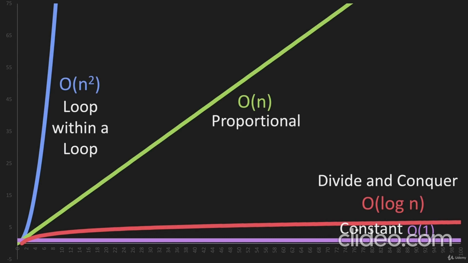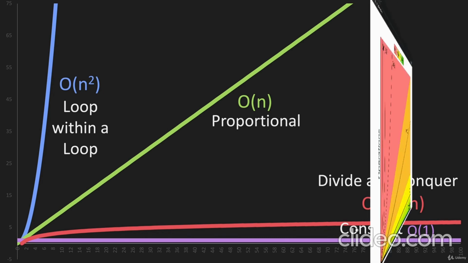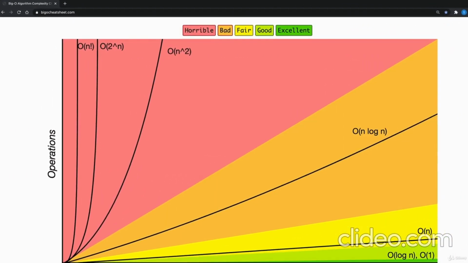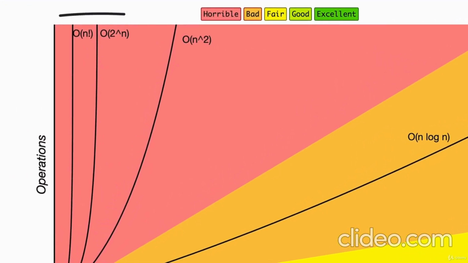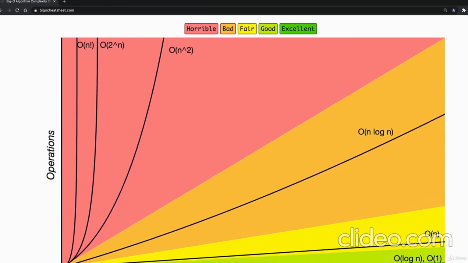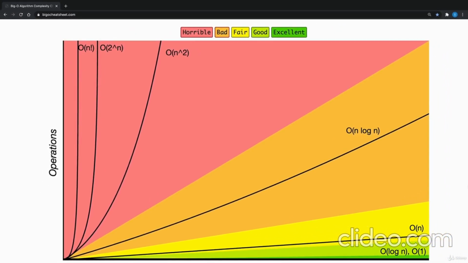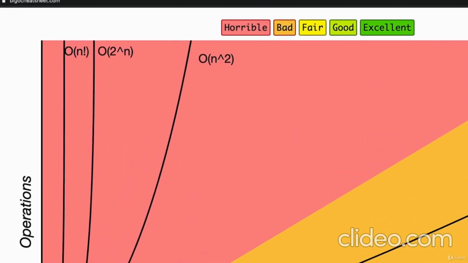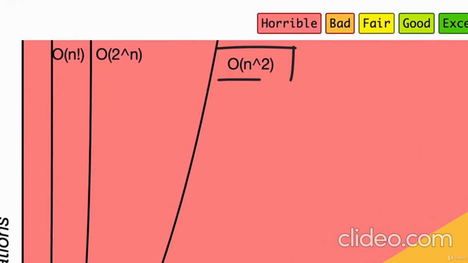So now I'm going to take us over to a website that I think is a great resource for learning Big O. It is bigocheatsheet.com. So at the top of the page, you have this graph. These two we're not going to see in this course. In fact, O of n factorial is really something that can only happen if you're writing bad code on purpose. So unlikely that you're going to see that. But you can see that O of n squared is in the horrible category.